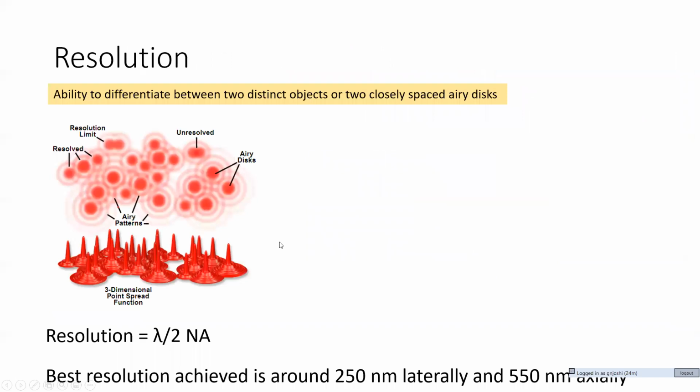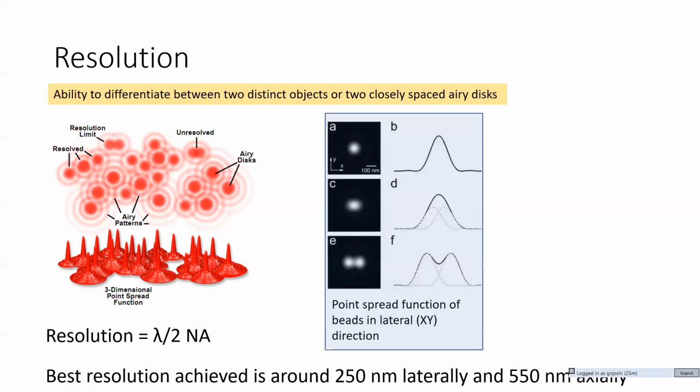All right. So again, resolution is the ability to differentiate between two distinct objects or two closely spaced areas, and the resolution is defined as lambda over 2NA. So lambda is the emission wavelength over 2 times the numerical aperture. In the best case scenario, the resolution that you can achieve is 250 nanometers laterally and 550 nanometers in the axial space. And this is with the best objective and the best scenario. So this would be a 60x objective with 1.4 numerical aperture.